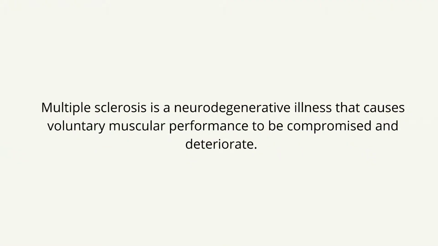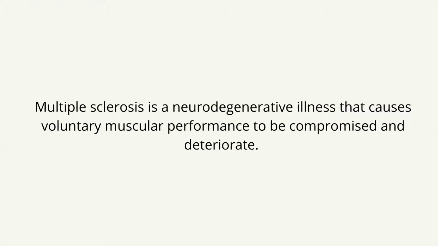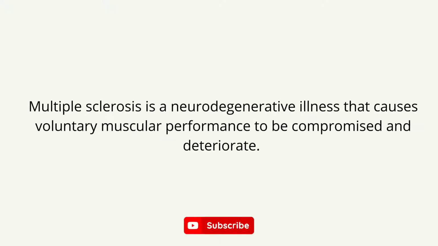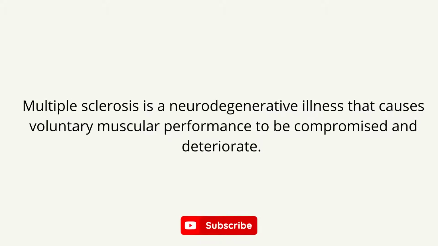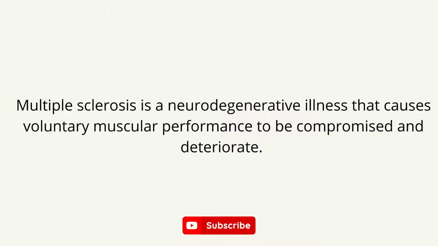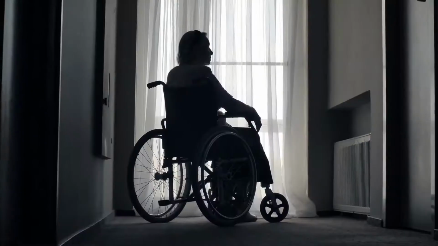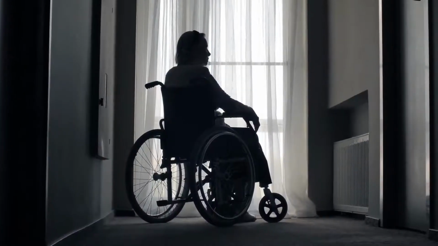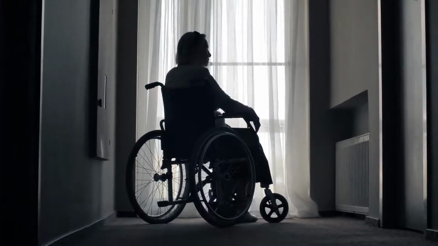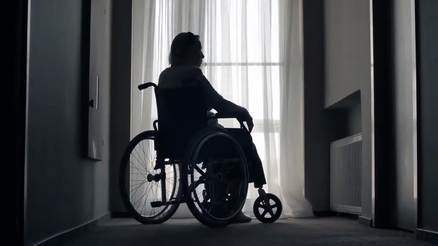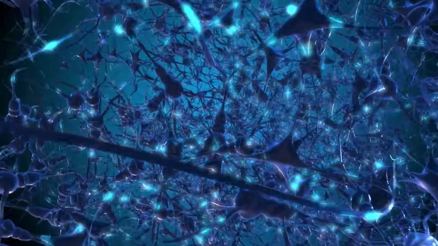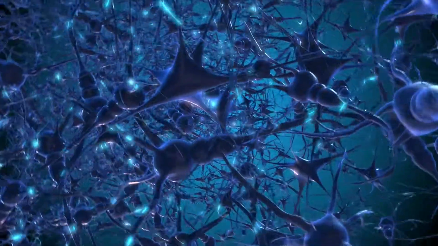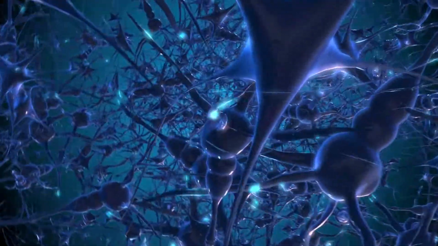What is multiple sclerosis? Well, multiple sclerosis is a neurodegenerative illness that causes voluntary muscular performance to be compromised and deteriorate. MS is an autoimmune disease that affects the brain and spinal cord's nerve cells. MS is a long-term condition caused by a genetic or immune-mediated attack or infection that causes myelin to be destroyed, a fatty protein that surrounds nerve fibers.